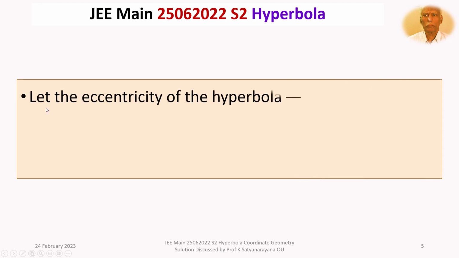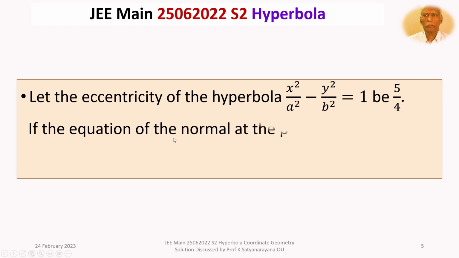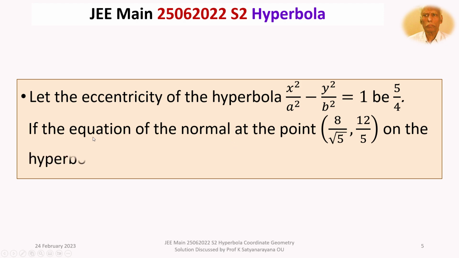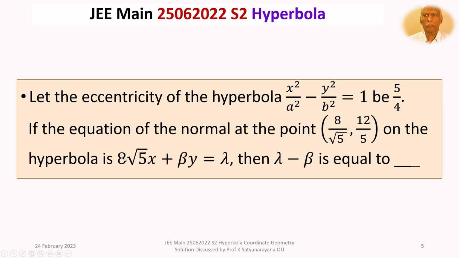The given question is: let the eccentricity of the hyperbola x square by a square minus y square by b square is equal to 1 be 5 by 4. If the equation of the normal at the point 8 by root 5, 12 by 5 on the hyperbola is 8 times root 5 x plus beta y is equal to lambda, then lambda minus beta is equal to.